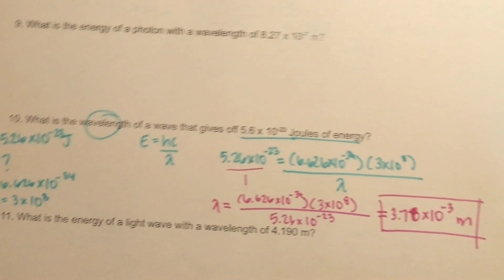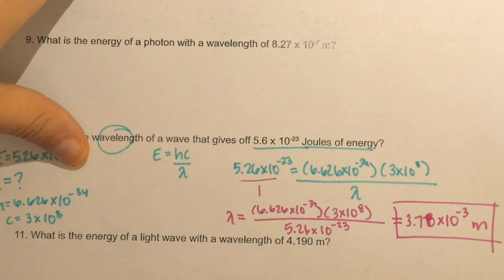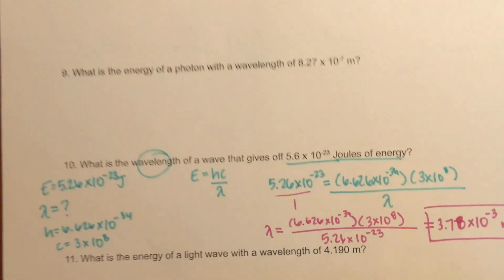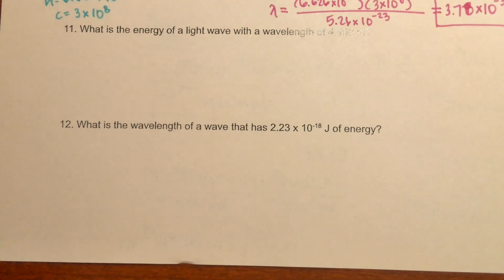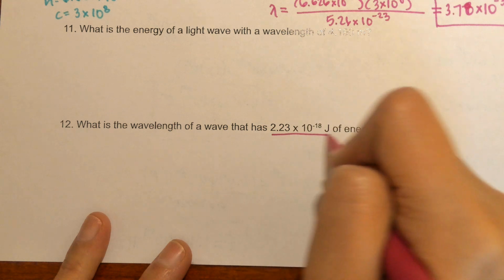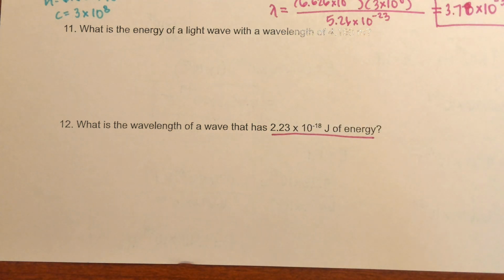There you go. So let's do one more using the same equation, and you're going to try this by yourself. Number 12, what is the wavelength if you have 2.23 times 10 to the power negative 18 joules of energy? Again, pause the video, try it by yourself, and then play to check your work.